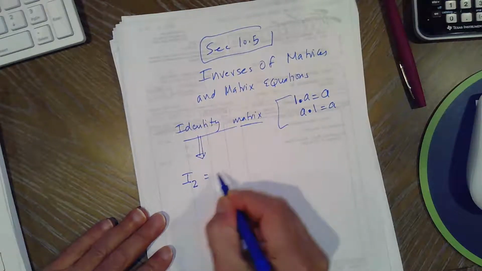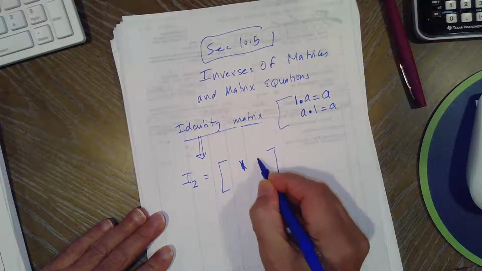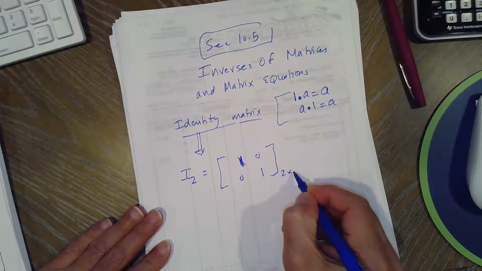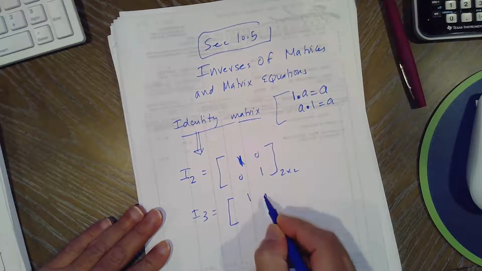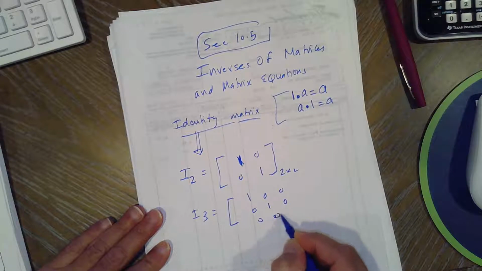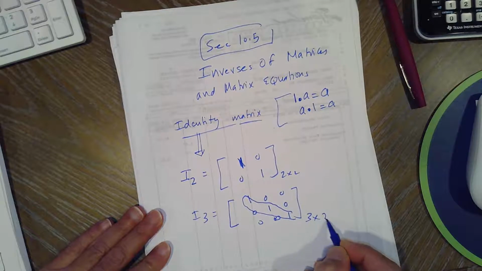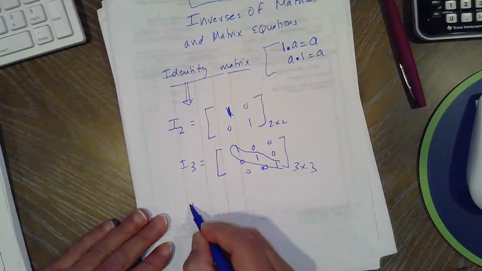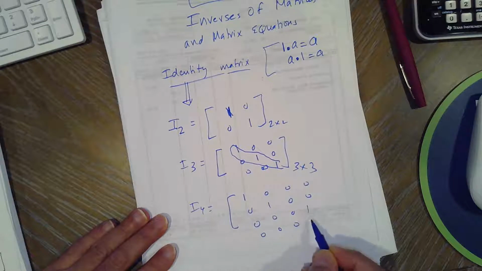It's a square matrix with ones on the main diagonal and zeros everywhere else. This is 2 by 2. And then a 3 by 3 identity matrix. Again, 1 along the main diagonal and zeros everywhere else. So you can see ones here. It's a 3 by 3. And so on. 4 by 4: 1, 0, 0, 0, 0, 1, 0, 0, 0, 0, 1, 0, 0, 0, 0, 1.